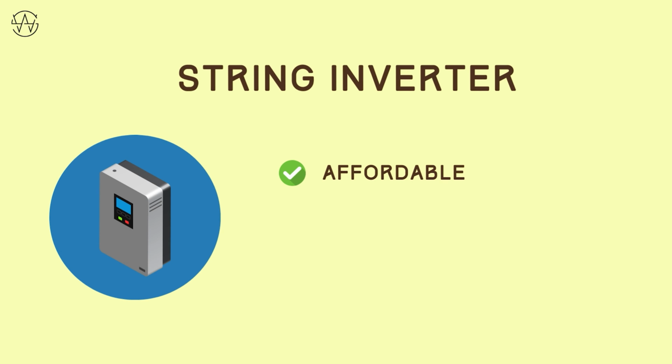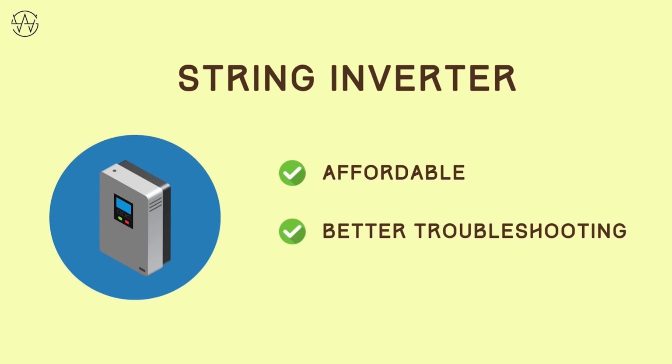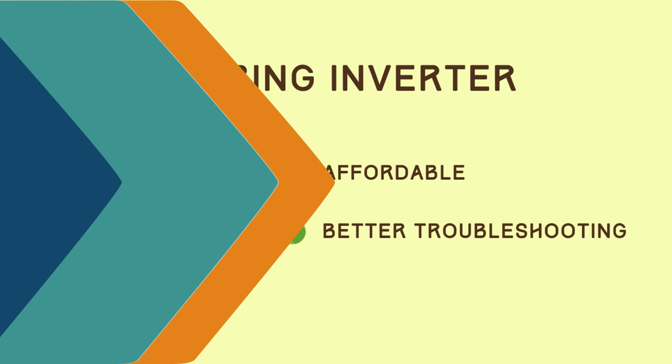String inverters are generally more affordable and simpler to install. Troubleshooting is also easier because the inverter is readily accessible. However, string inverters have a downside. Without extra equipment, it's hard to tell which panels are producing the most power. If even one panel is shaded or malfunctioning, it can drag down the entire system's output. Additionally, string inverters generate more heat as they handle more panels, so proper installation is crucial.